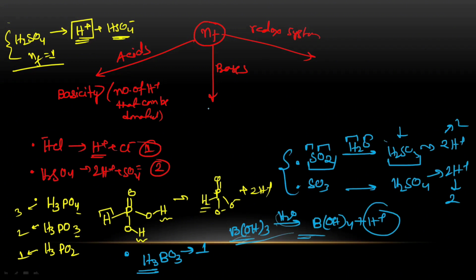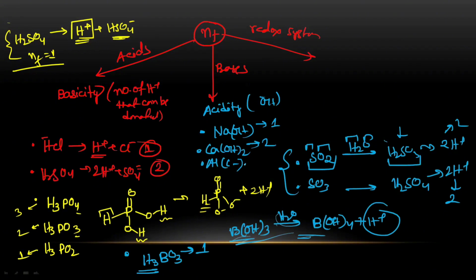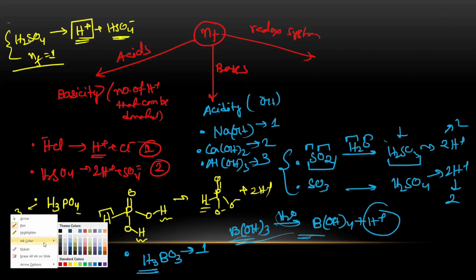For bases, a similar concept is called acidity. How many OH minus a system can donate, that is called its acidity. Suppose NaOH, only one OH minus it can donate, Na plus OH minus, so N factor is 1. For Ca(OH)2, 2 OH minus can be donated, so 2. Al(OH)3, it is basically 3.